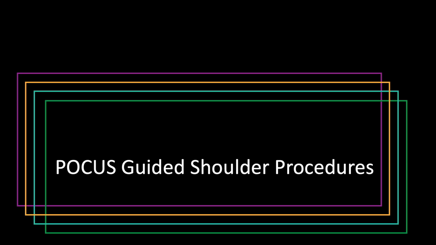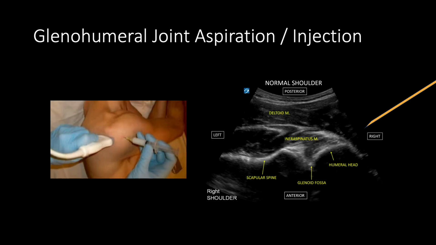Finally, let's briefly turn our attention to the way that I approach shoulder injections under ultrasound guidance. First, let's talk about our glenohumeral joint aspiration and injection. The indications for this are generally going to be osteoarthritis or adhesive capsulitis.